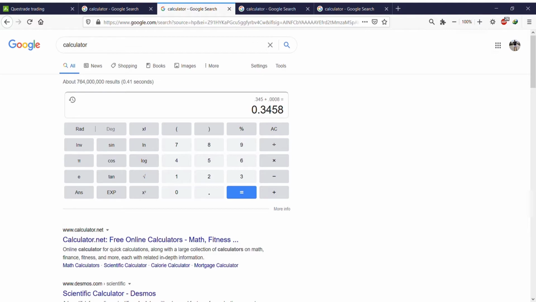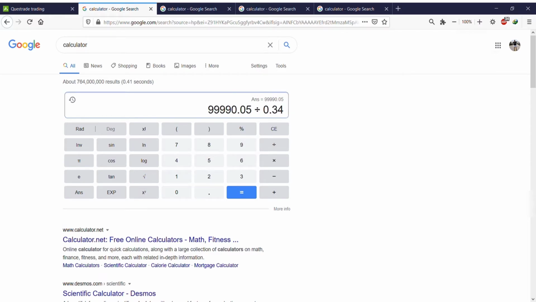Then we're going to, for example, take this number, 34.58. So we already deducted the commission. Now we're going to divide this and paste. See if it pastes. No, it doesn't paste. So let me just type 0.3458. It shows that with $100,000 we can buy this amount.